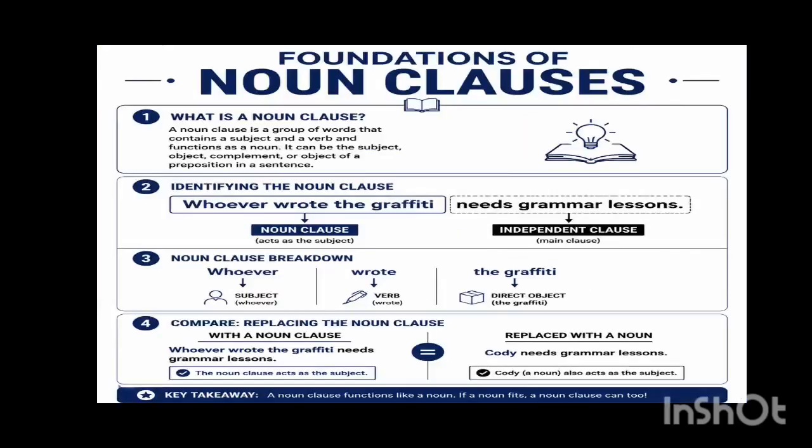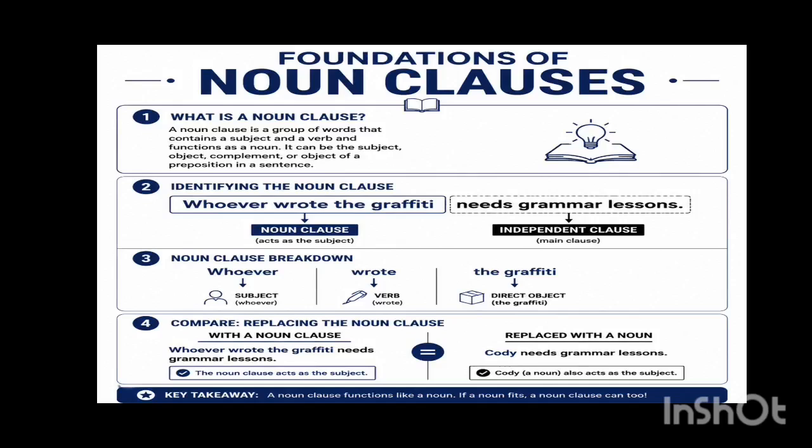Okay, let's see what a noun clause is. A noun clause is a dependent clause that performs the job of a noun. Like any clause, it has its own subject and verb, but unlike an independent clause, it cannot stand alone. A sentence with a noun clause usually has one subject and verb in the main clause and another subject and verb inside the noun clause.